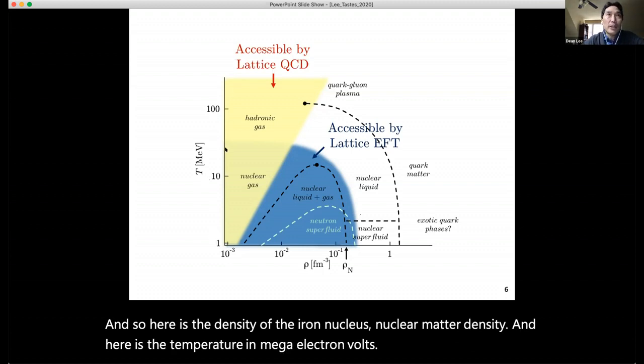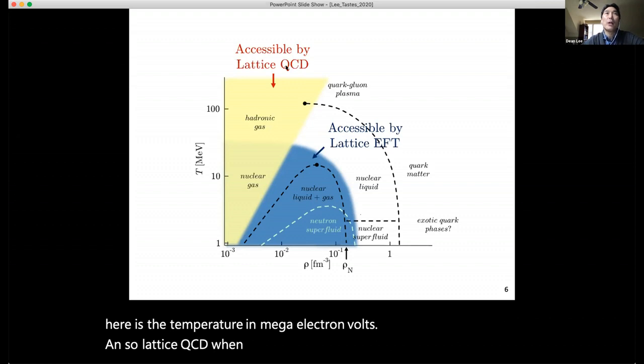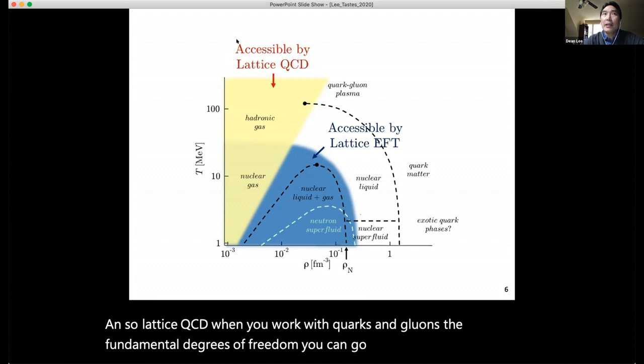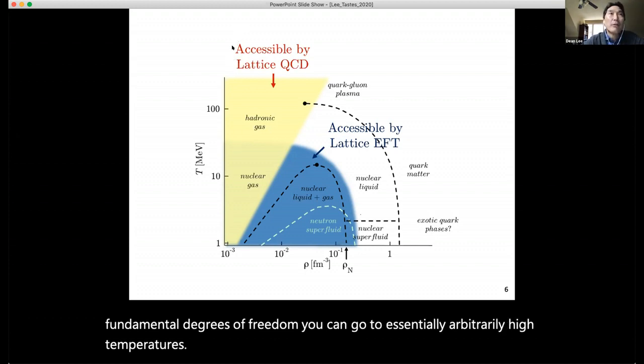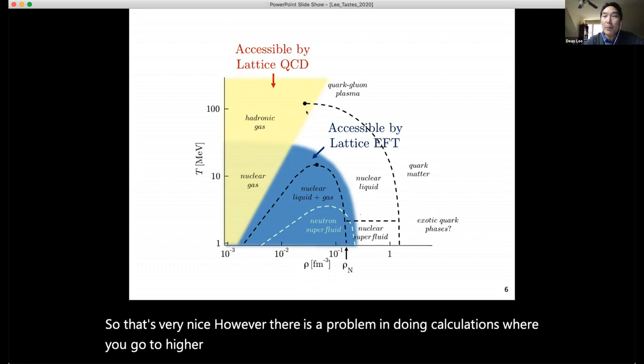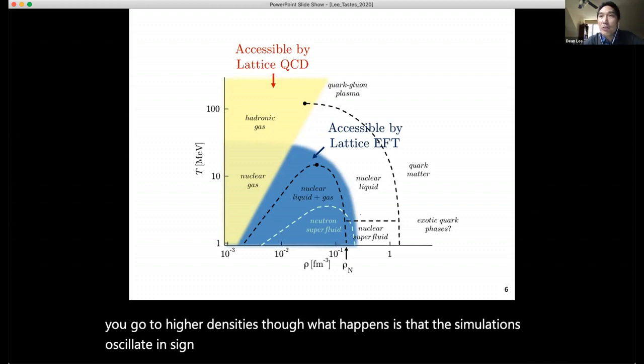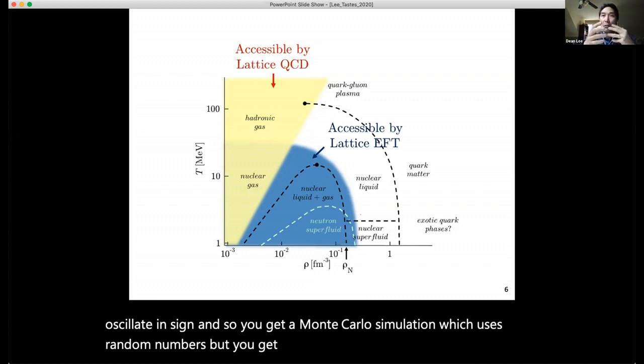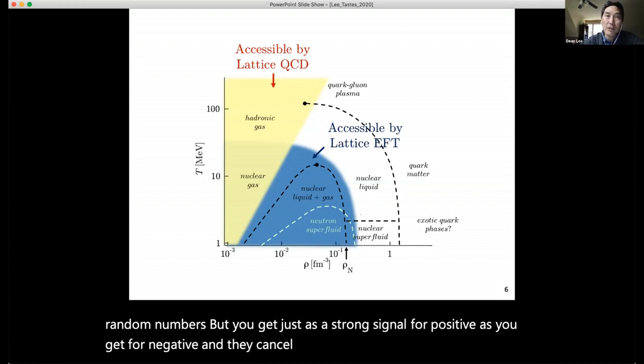With lattice QCD, when you work with quarks and gluons as the fundamental degrees of freedom, you can go to essentially arbitrarily high temperatures. That's very nice. However, there's a problem in doing calculations at higher densities. The simulations oscillate in sign. In a Monte Carlo simulation, which uses random numbers, you get just as strong a signal for positive as for negative, and they cancel out to give you an answer close to 0, so you have a loss of precision.